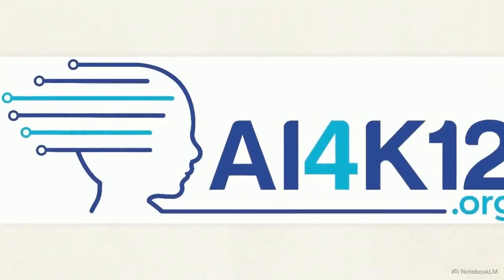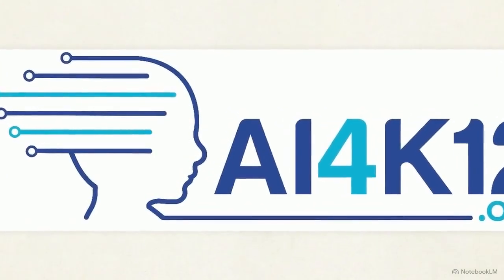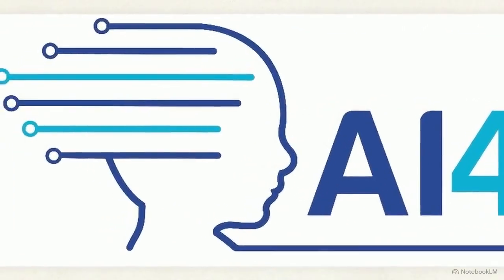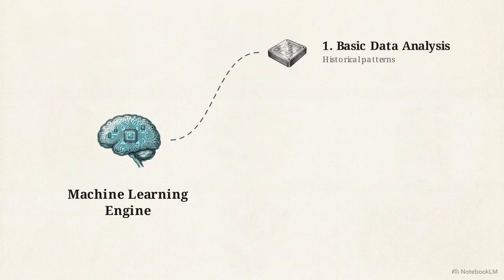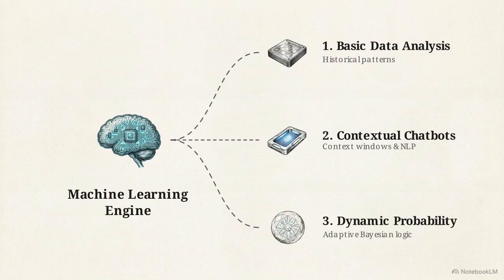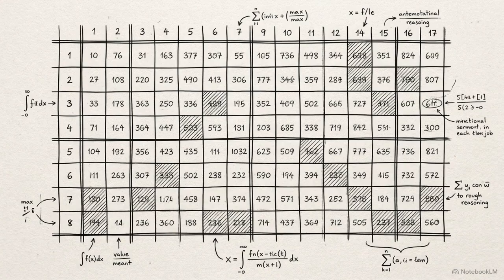Machine learning is often treated as magic, but underneath the hood, it is driven by accessible math and data. In this video, we are going to break down how machines learn by following a three-part journey: basic data analysis, contextual chatbots, and dynamic probability. We start at level 1.